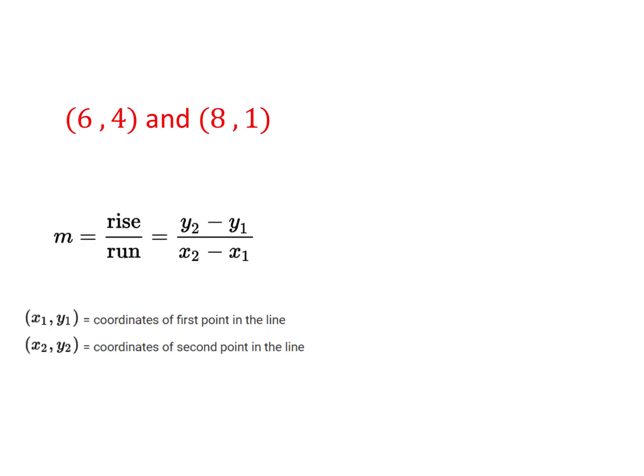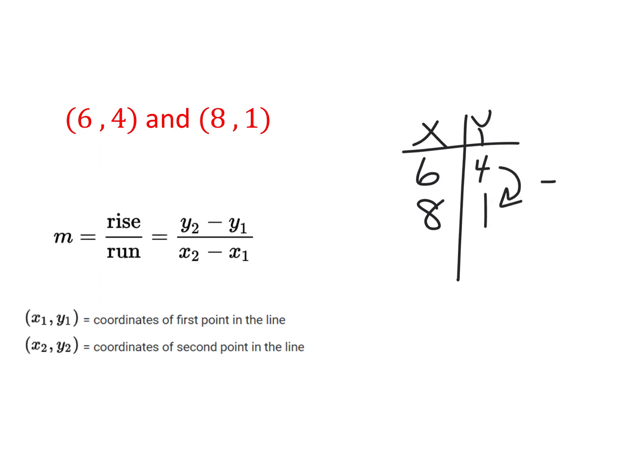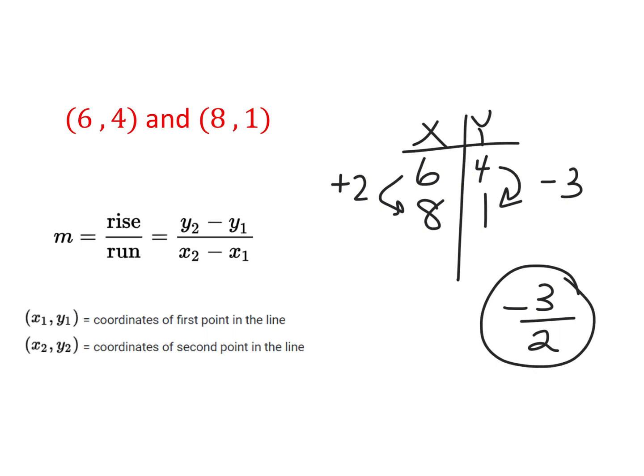Try this one on your own. Either use my method or use the formula. Either way. Okay, I'm going to use my method. So I'm just going to stack them up, X and Y's. And I'm going to choose the one with the smallest x value first. All right. I'm going down 3 here. I'm going up 2 here. And so my slope is change of y over the change of x, negative 3 halves.